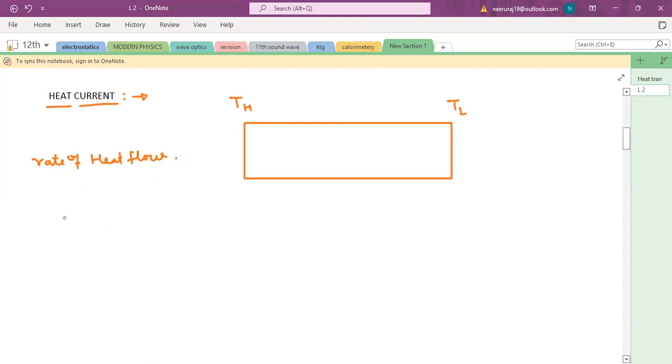Or you can say the rate of energy flow, heat energy flow per second, is called heat current.